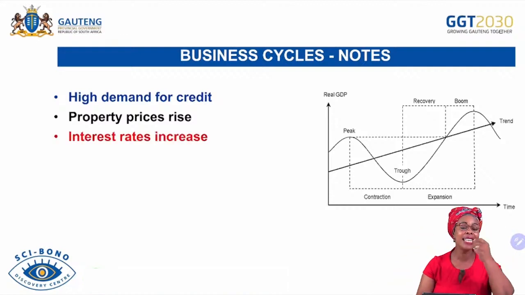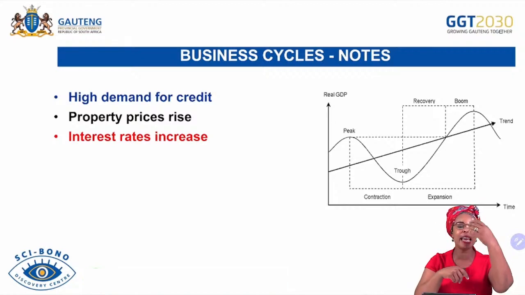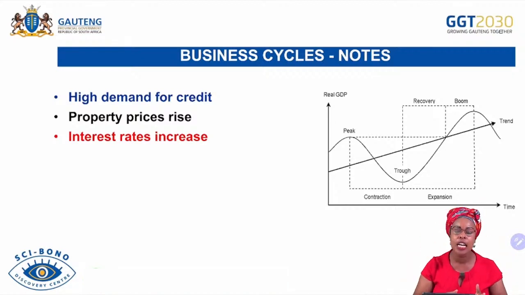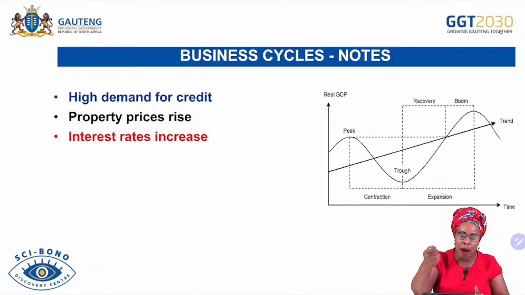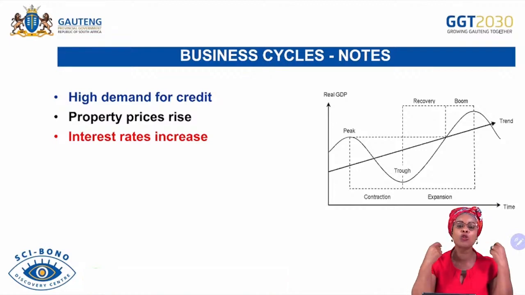phase. Interest rate will also increase. And you're wondering, what is interest rate? When the South African Reserve Bank increases the repo rate, that is the rate which the Reserve Bank charges when it lends money to ABSA, FNB and other commercial banks. So if the repo rate goes up, banks also will have to increase interest rate. So it is during this particular phase whereby interest rate will go up.